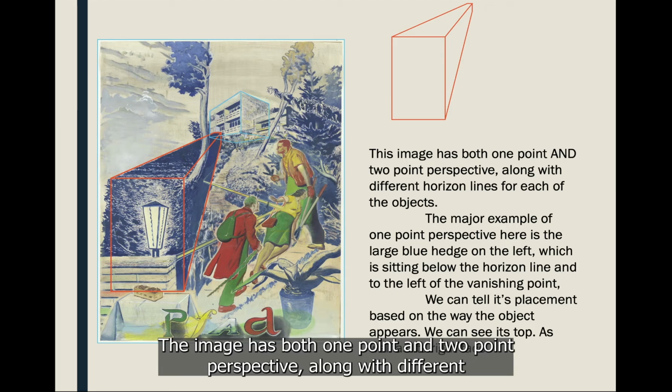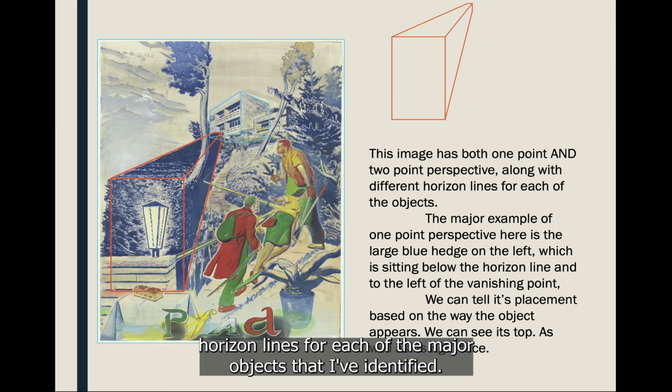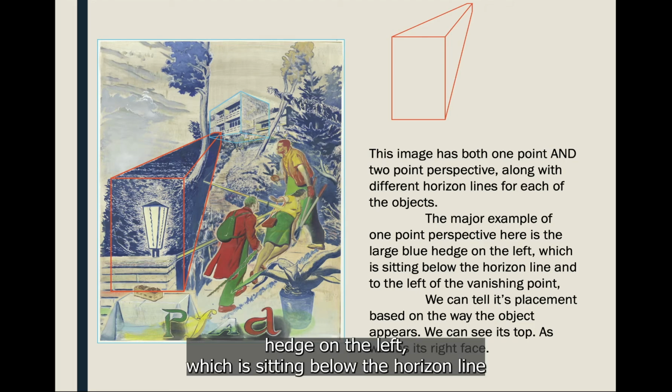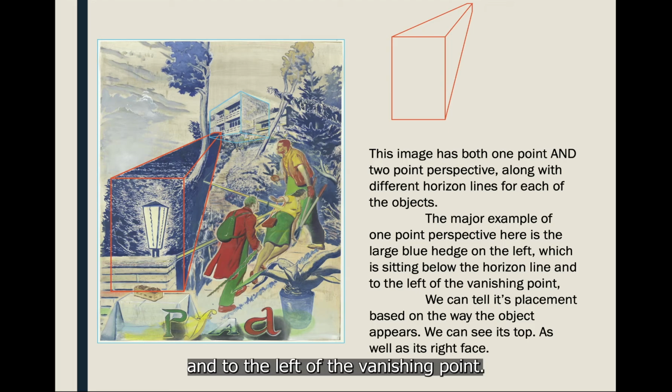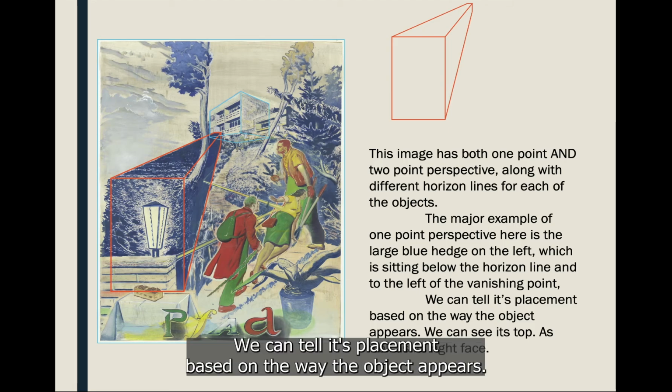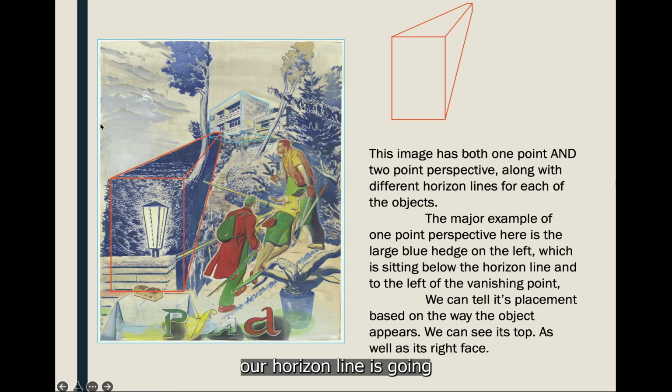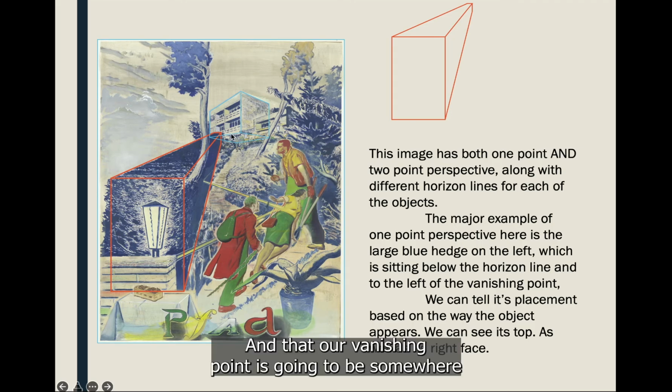The image has both 1-point and 2-point perspective, along with different horizon lines for each of the major objects that I've identified. The major example of 1-point perspective here is the large blue hedge on the left, which is sitting below the horizon line and to the left of the vanishing point. We can tell its placement based on the way the object appears. We can see its top, and then we can also see its right face, which tells us that our horizon line is going to be above the object and that our vanishing point is going to be somewhere to the right of our object, since we can see its right face.